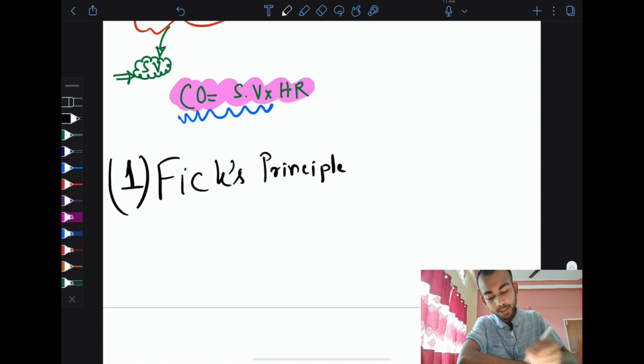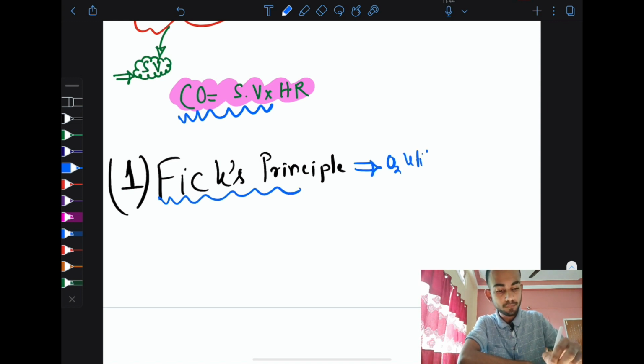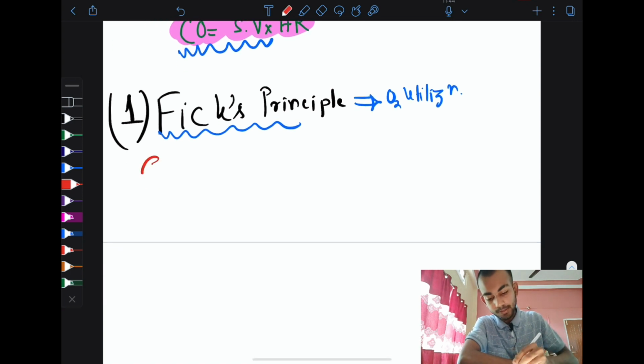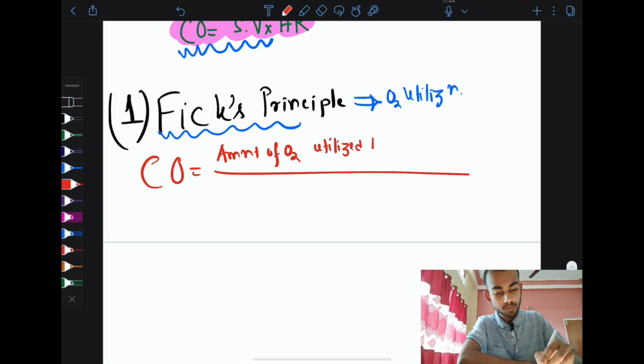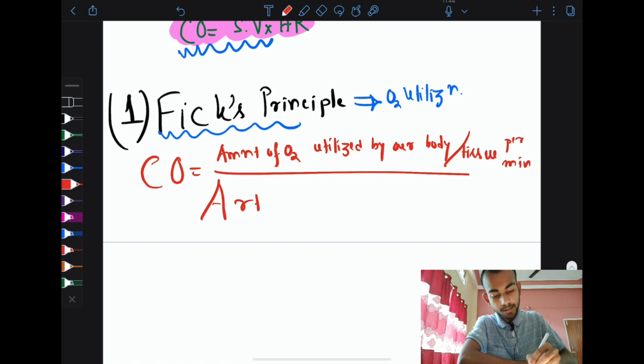Fick's principle basically utilizes the concept of oxygen utilization for measuring cardiac output. The formula which Fick's principle uses is CO equal to the amount of oxygen utilized by our body or a tissue per minute divided by the arteriovenous oxygen difference.